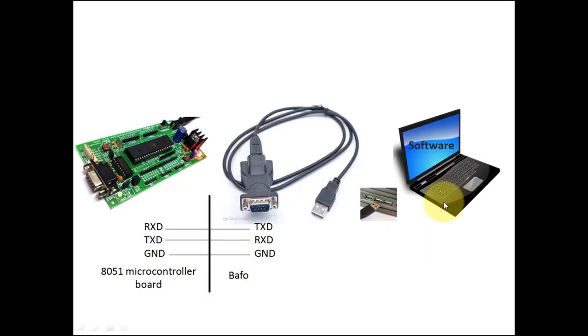The laptop sends the data over the USB port to the Bafo adapter. The Bafo adapter converts the USB voltage levels to the RS-232 standard voltage levels. Then, out of the 9 pins of this serial port, we only have to use 3 pins: RXD, TXD and ground. The TXD pin of the Bafo you have to connect to the RXD pin of the microcontroller board. The RXD pin of the Bafo you have to connect to the TXD pin of the microcontroller board, and ground you have to connect to ground.